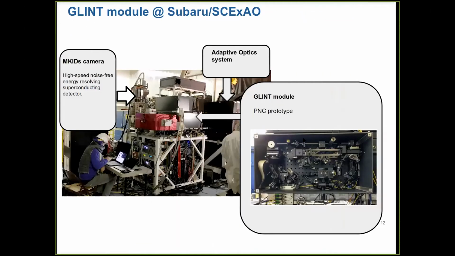So we tested this on the GLINT instrument, which is installed on SCExAO. So this is the picture of the GLINT box sort of stuck on the side of SCExAO.